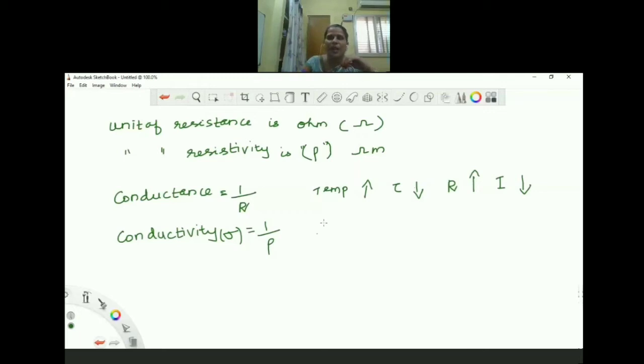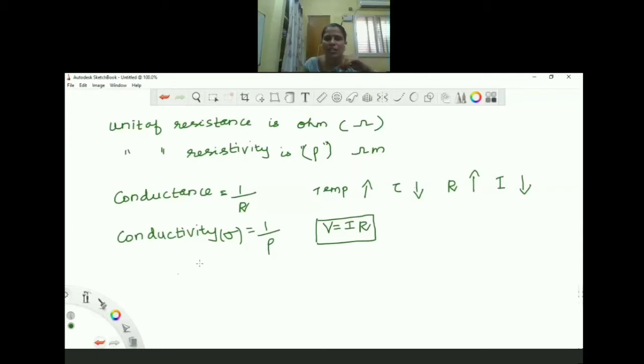Now, so far we know that Ohm's law can be given by V is equal to IR. We can also do this experiment in the lab, and we can see how V and I are directly proportional. But we can also write this Ohm's law in microscopic form. So, how can we write Ohm's law in microscopic form?